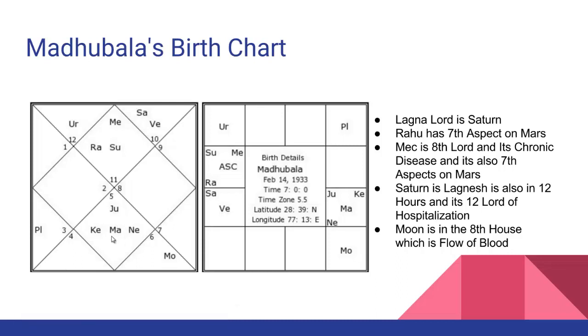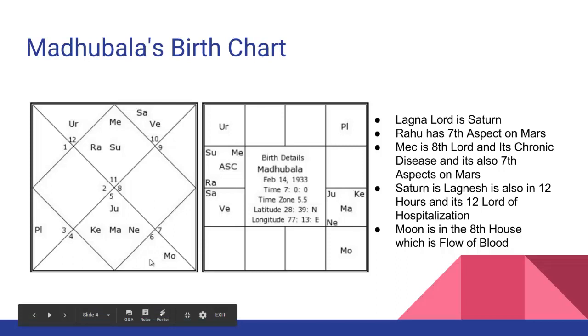So Mars is the karaka of blood, and that is being afflicted by Rahu. Then we can also see that Mercury is the 8th lord, which means chronic disease, and it also has a 7th aspect on Mars. Mercury is there in the Lagna, which is also aspecting Mars, and Mercury is the 8th lord, which can give you a chronic disease.